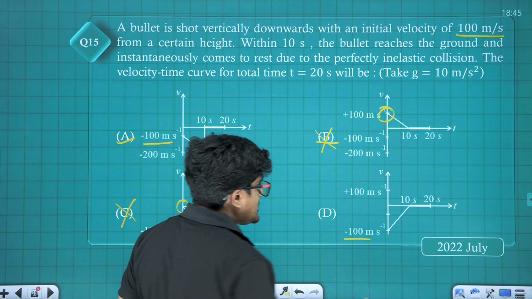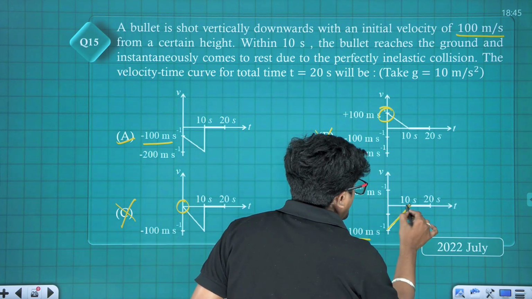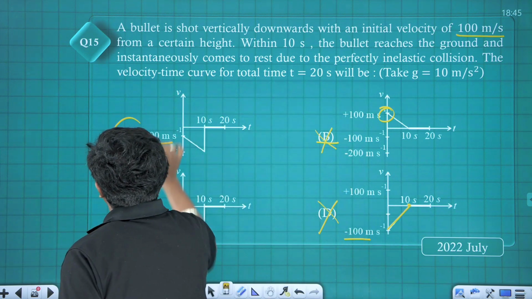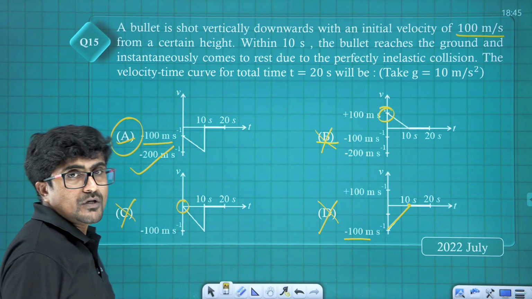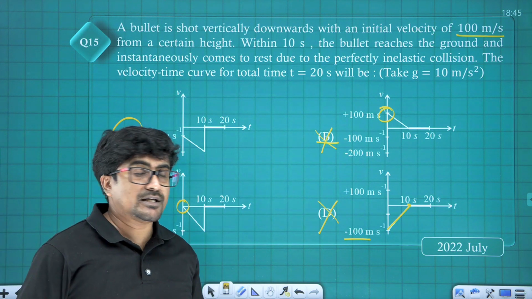Now here if I consider the next 1 second, the velocity is increasing and becoming 0. So this is not in the list. So the final option needs to be option A. Alright. Next is question number 16.